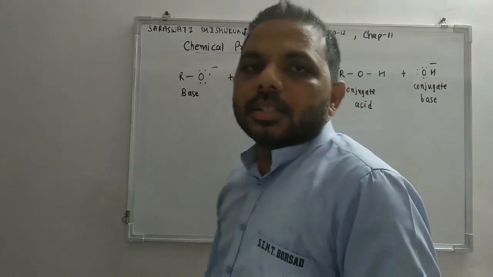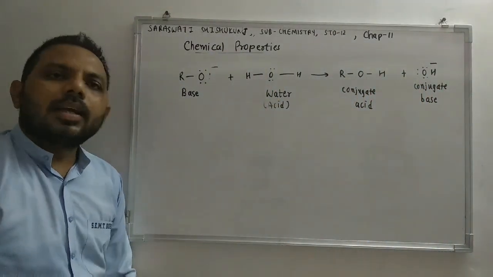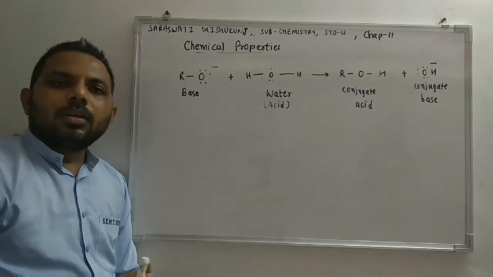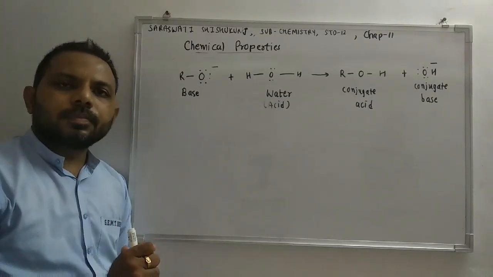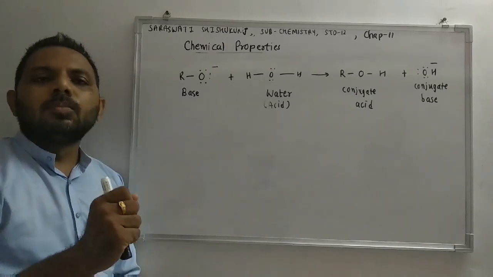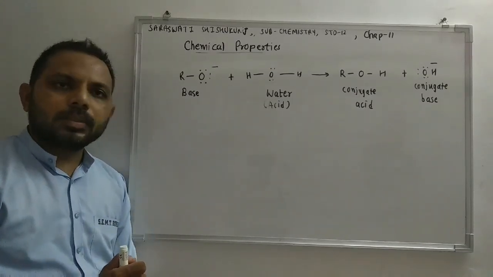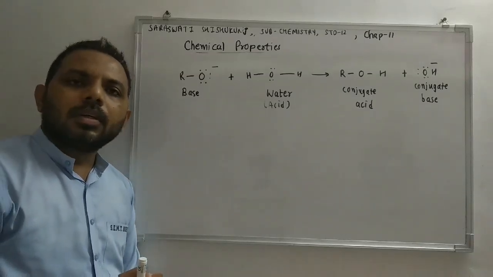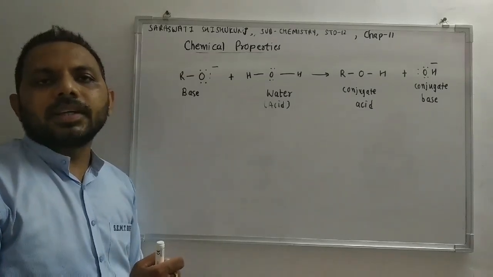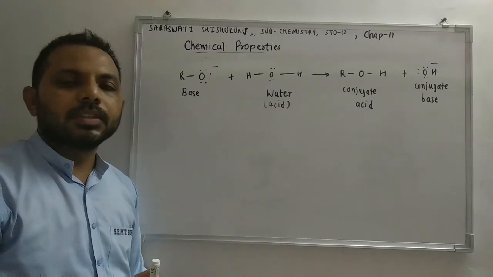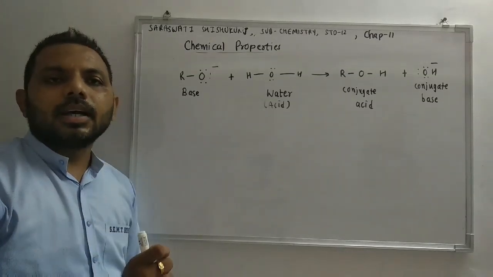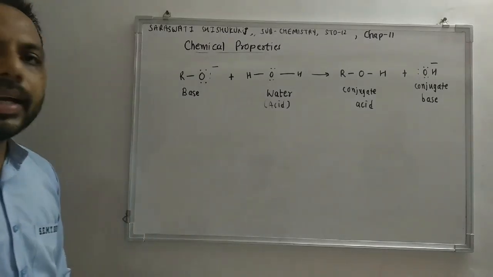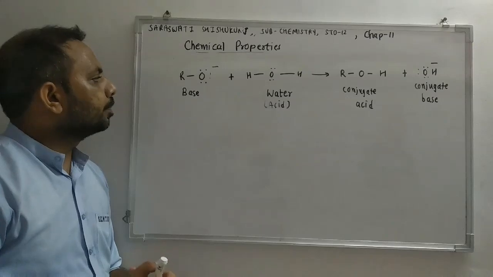So we are discussing acidity of alcohol and water. We are saying that water is more acidic than alcohol. Please remember this statement for short question answer. If we are asked to compare acidity of water and alcohol, we can say that water is more acidic than alcohol. Let us understand this by one example.